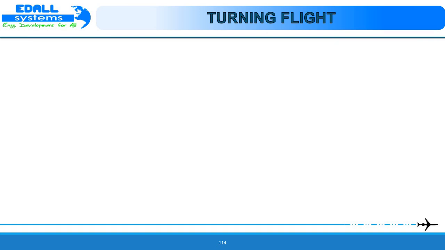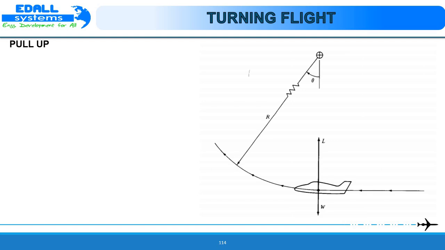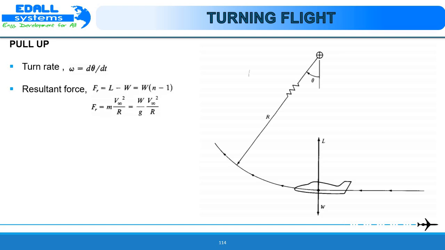Now let us consider another case of turning flight, that is pull-up, in which the aeroplane initially in straight level flight where L is equal to W suddenly experiences an increase in lift. For this pull-up maneuver, the flight path becomes curved in the vertical direction with the turn rate equal to d theta by dt. The resultant force Fr is equal to L minus W, which is equal to W into n minus 1. From Newton's second law, we have Fr is equal to m v infinity square by r, which is equal to W by g v infinity square by r.